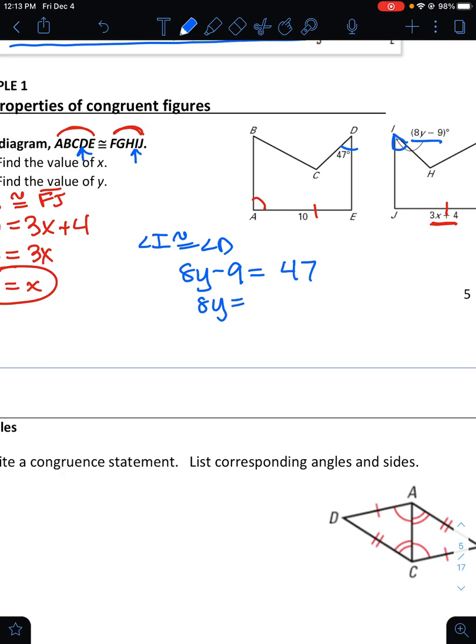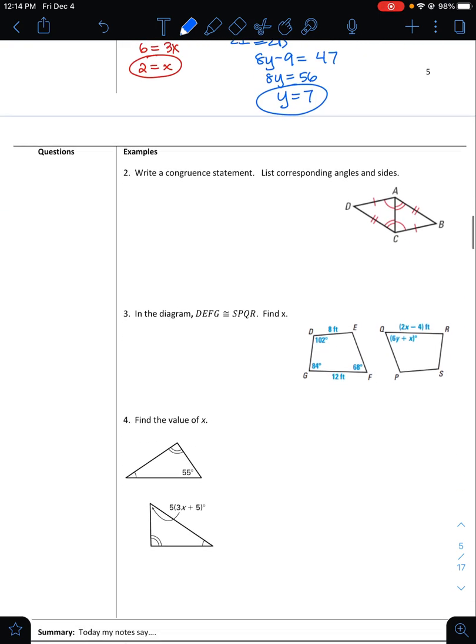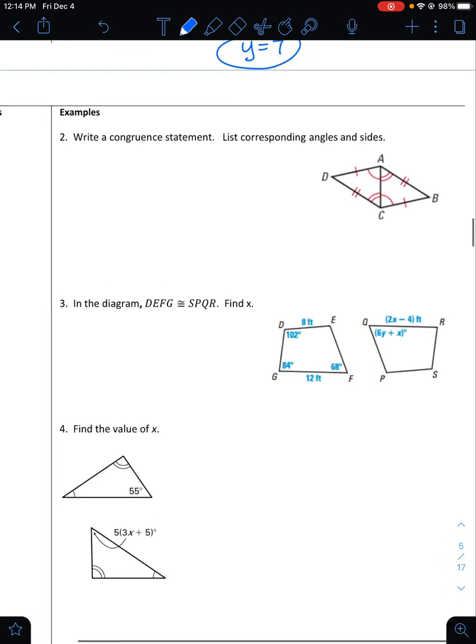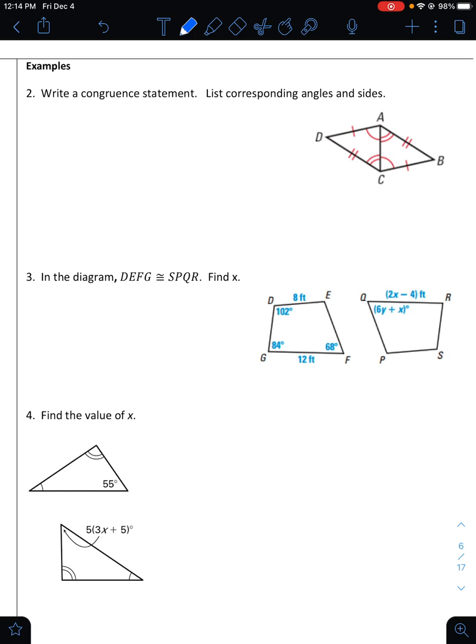Add 9 to both sides, it'd be a 56. Divide by 8 gives me a 7. Okay. Congruent figures have corresponding parts that are equal, so we are able to link together the pieces that are the same. Okay, let's go on to number 2. We are going to write a congruent statement, so I'm going to define that for you, and we are going to list corresponding angles and corresponding sides.